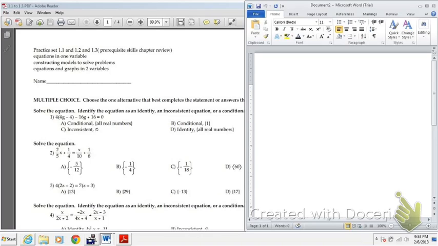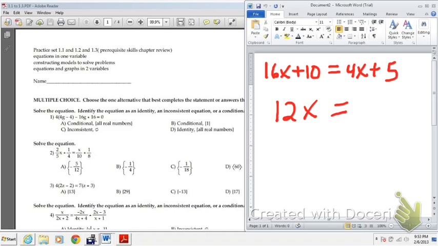But we were at the stage, and I recorded the step above it, where we had 12x equals -5. So then you just divide both sides by 12, and you're arriving at -5/12.